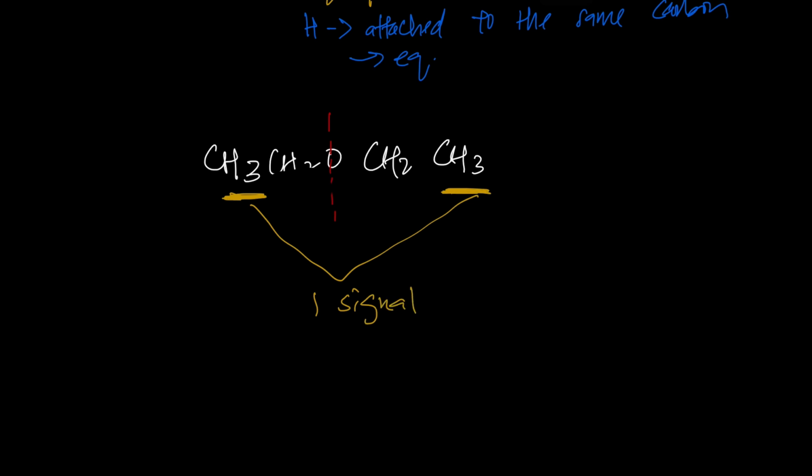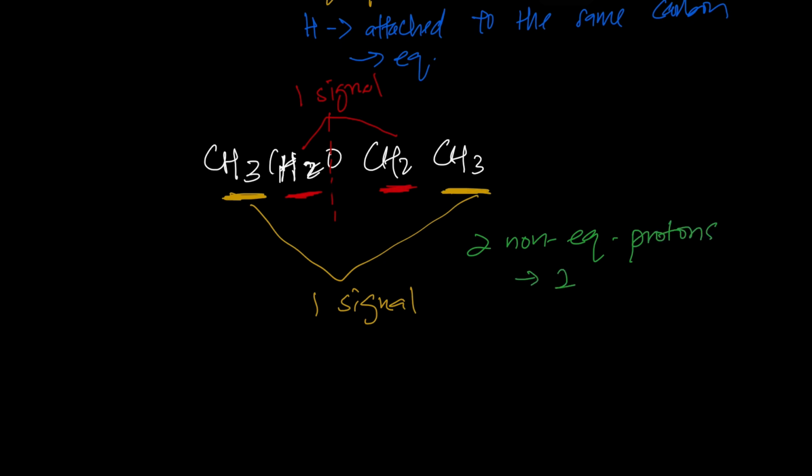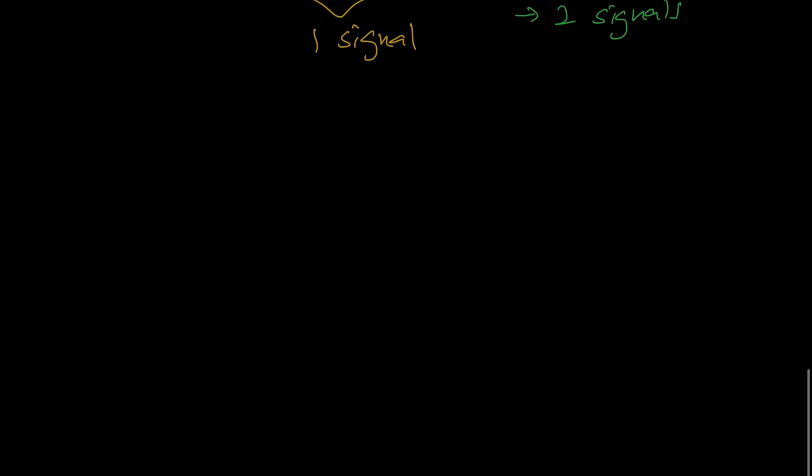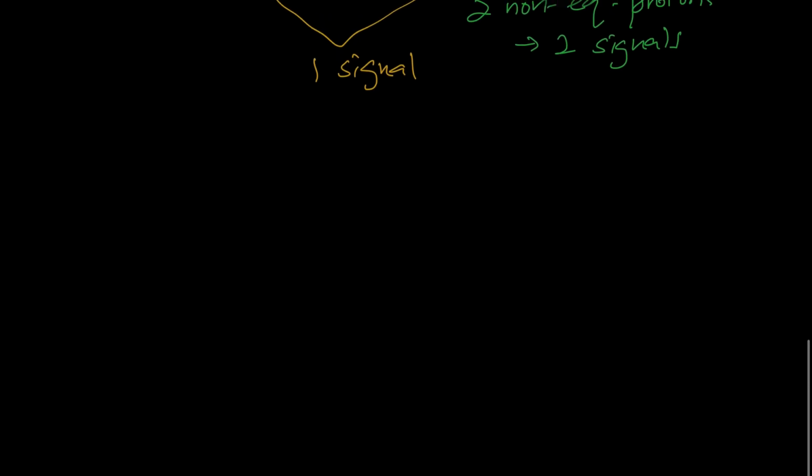And for this CH2 and CH2 here, these two hydrogens and these two hydrogens, they are equivalent, so they give you another signal. So in total, in this structure, there are two non-equivalent protons. So you see two signals on the proton NMR spectrum. Let's move to the next example.